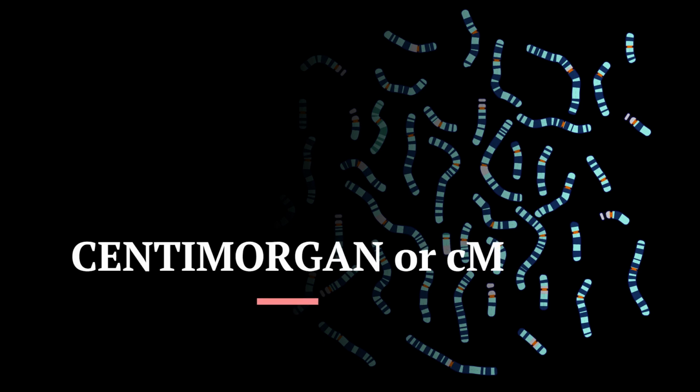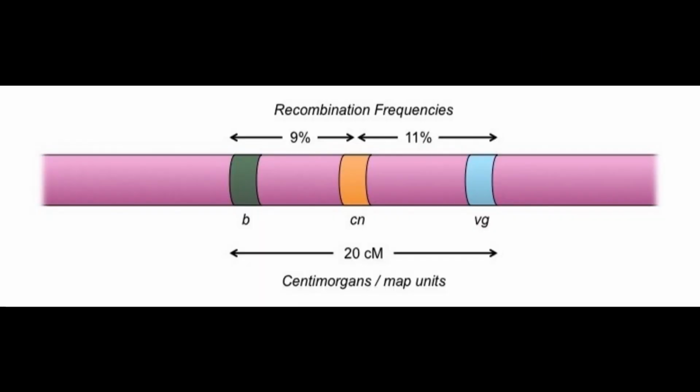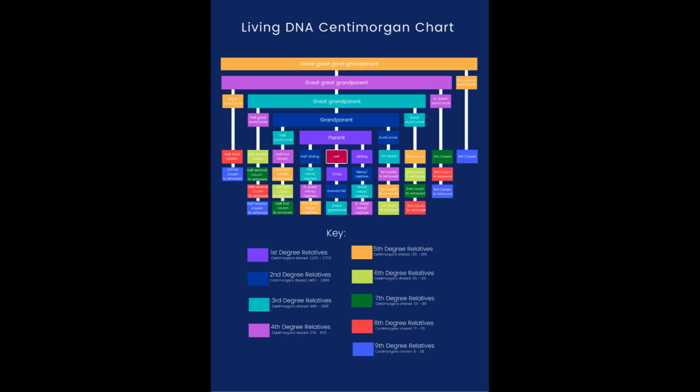The fourth term is centimorgan or cM. A centimorgan, also abbreviated as cM, is a unit of measure for the frequency of genetic recombination. 1 centimorgan is equal to a 1% chance that 2 markers on a chromosome will become separated from one another due to a recombination event during meiosis, which occurs during the formation of egg and sperm cells. On average, 1 centimorgan corresponds to roughly 1 million base pairs in the human genome.